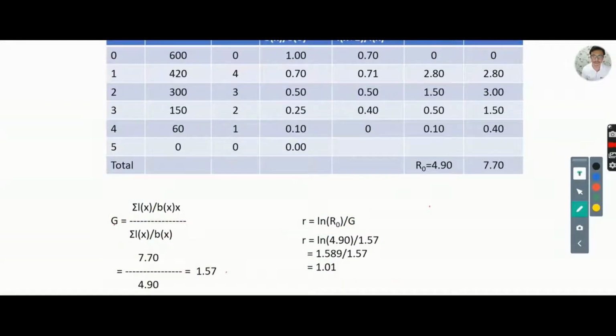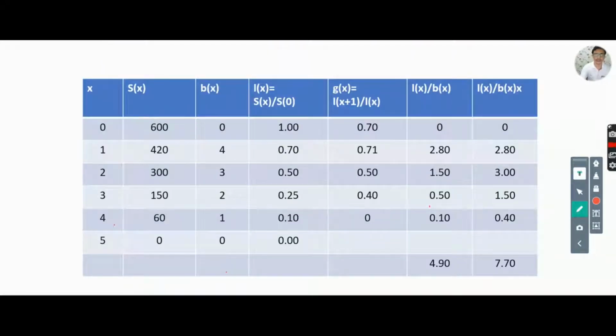Sir, please again tell, how to find Lx? This Lx. Okay. Let me go back to the previous table. This is Lx. Now see, this is X. All are X. X is equal 0, X is equal 1, X is equal 2. Clear? And this is Sx. Now your Lx is equal Sx divided by S0. What is S0? S0 is always 600.